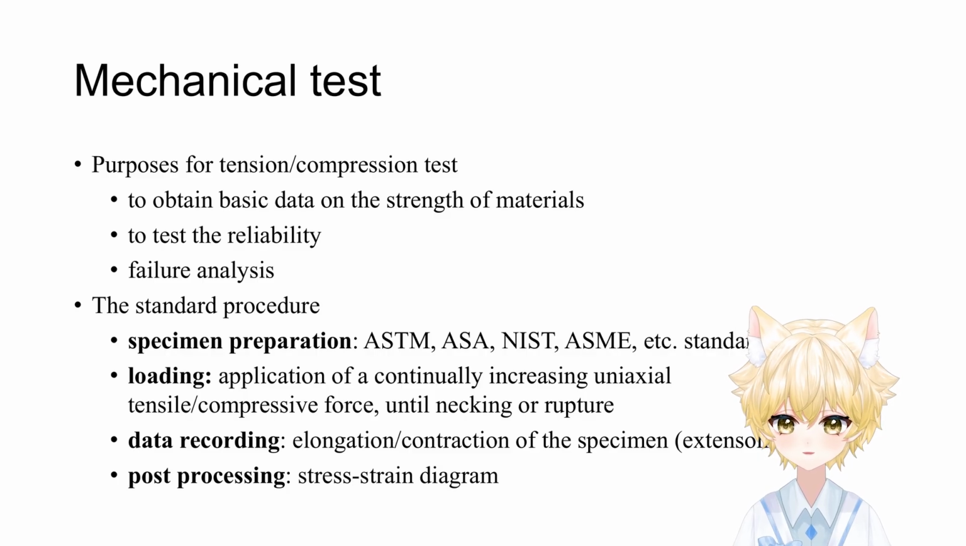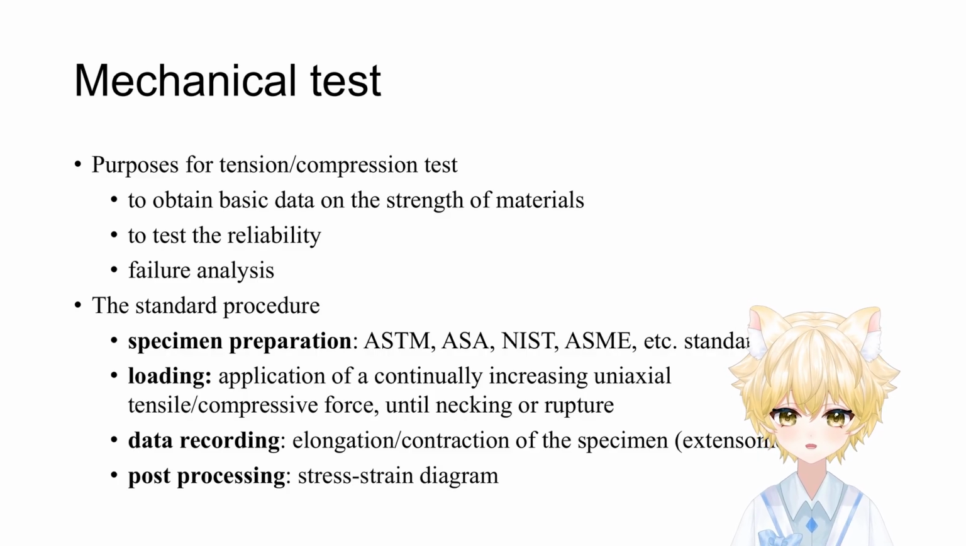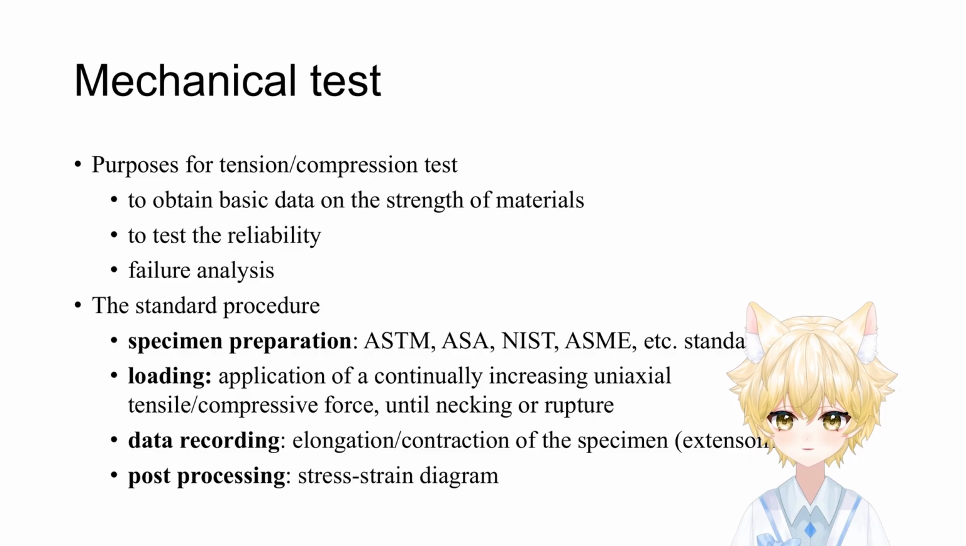Mechanical tests, such as tension and compression tests, are the most direct and reliable way to obtain mechanical properties of materials. There are several main purposes. First, they allow us to obtain basic strength data. For example, how strong is the material? When does it yield? When does it fail?